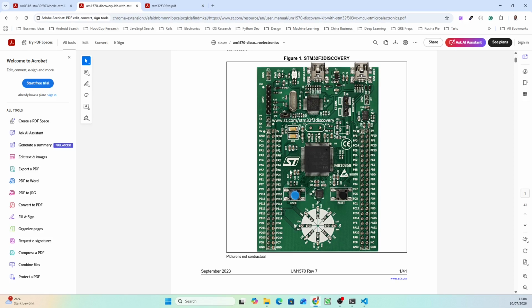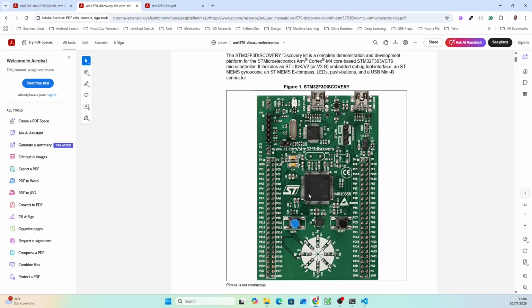And so if you're programming a development board, such as what we'll use in this course, then you also want to visit the user manual to know how to target specific components on the board.